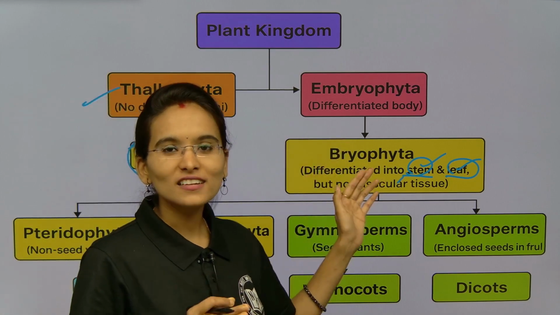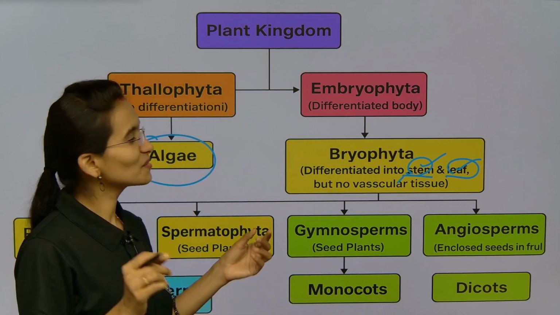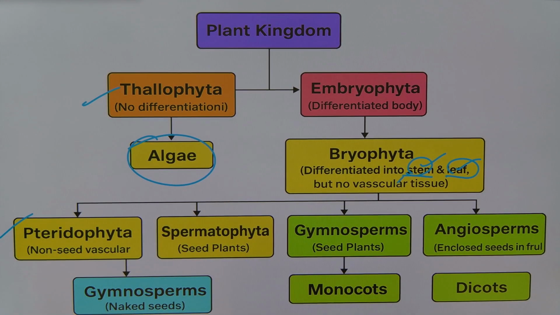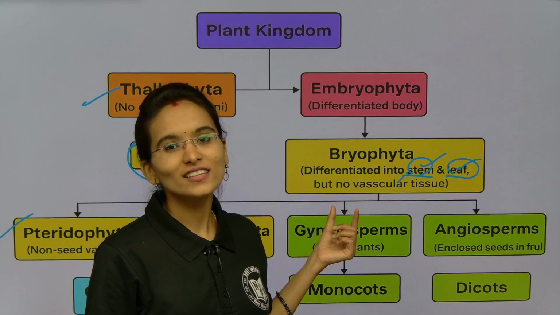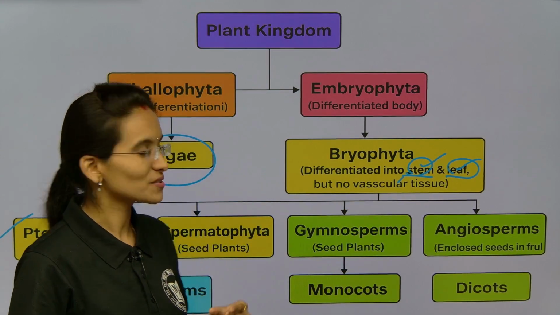These are also called the amphibians of the plant kingdom. Why are they called the amphibians of the plant kingdom? Just try to answer it, my dear students. And next one, coming towards the pteridophytes, these are the first vascular plants on the earth. They are going to contain the xylem and phloem, the conductive tissues.